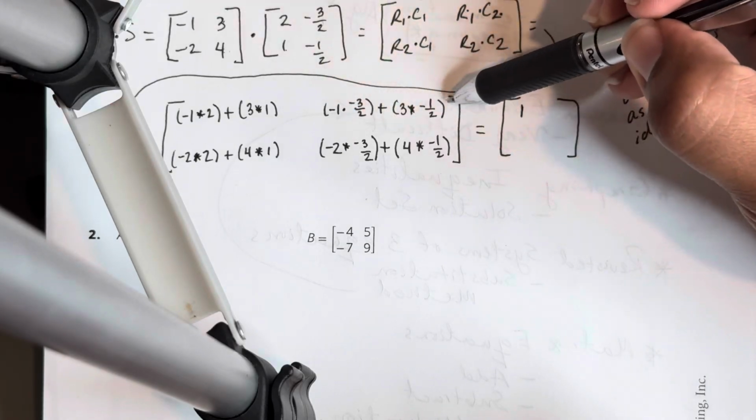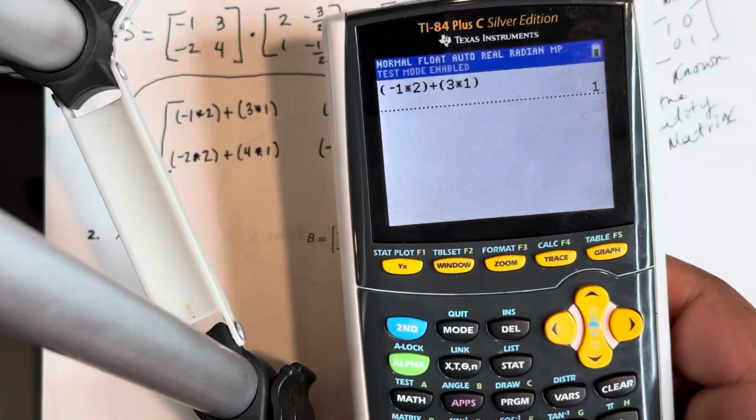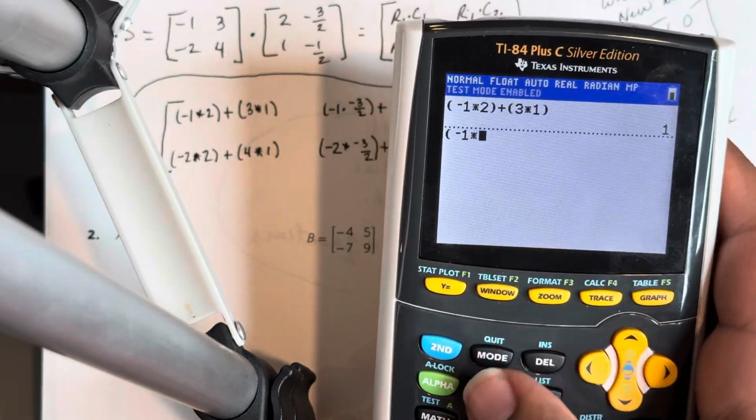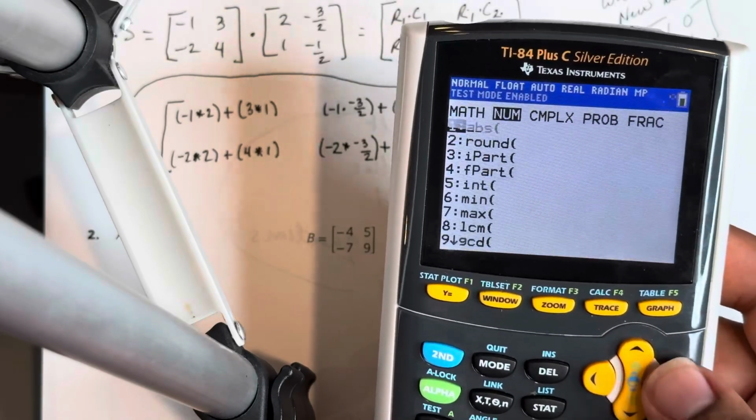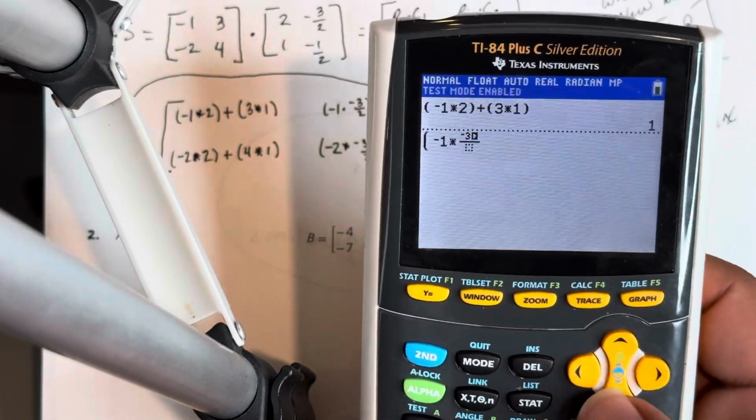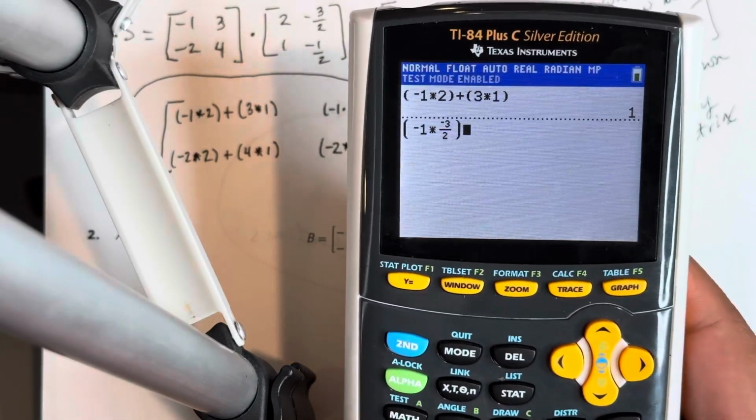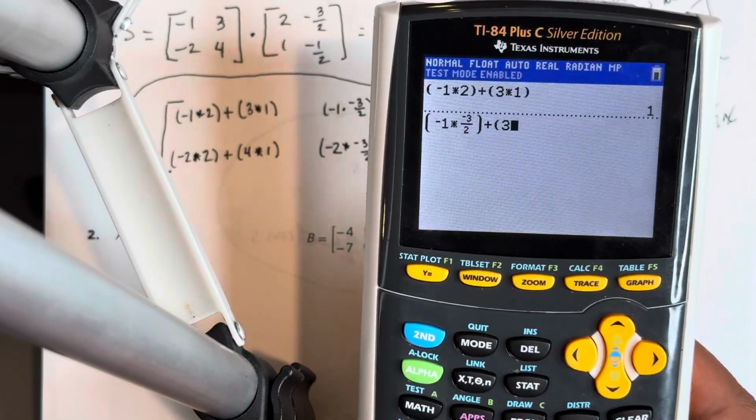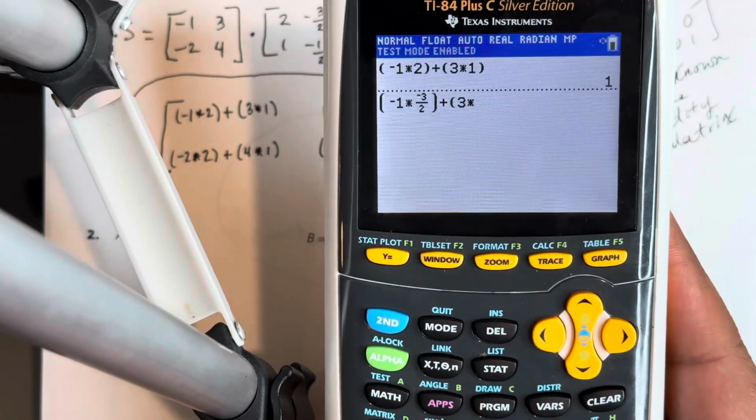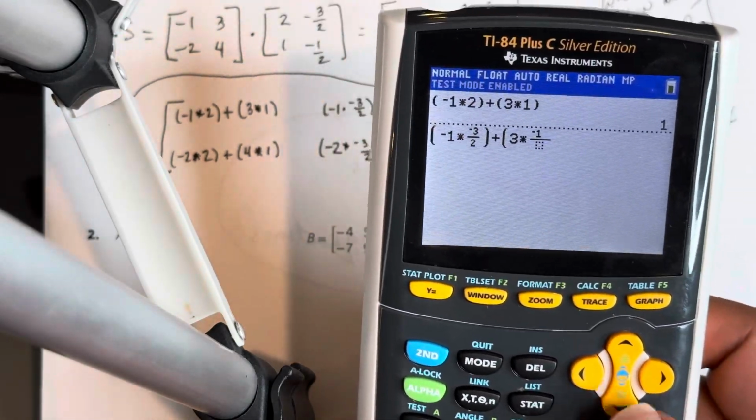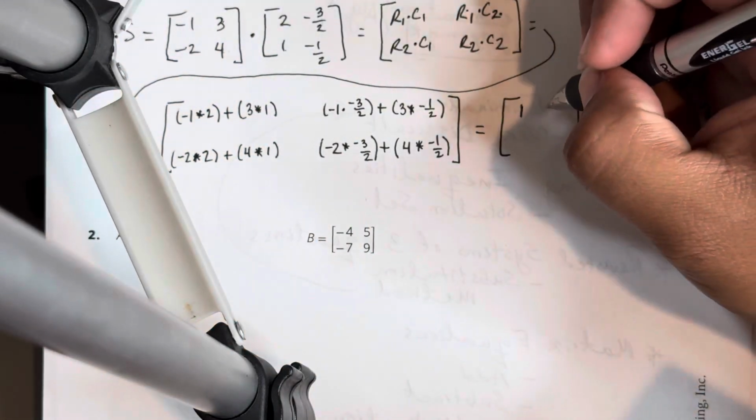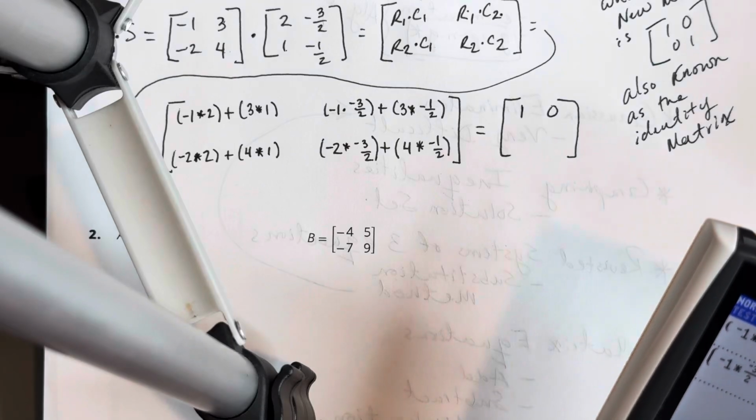Doing all this fraction junk right here. Parentheses -1 times fraction -3/2 plus 3 times fraction -1/2. Hopefully it gives me 0. Looks great. So we're getting closer to seeing the identity matrix.